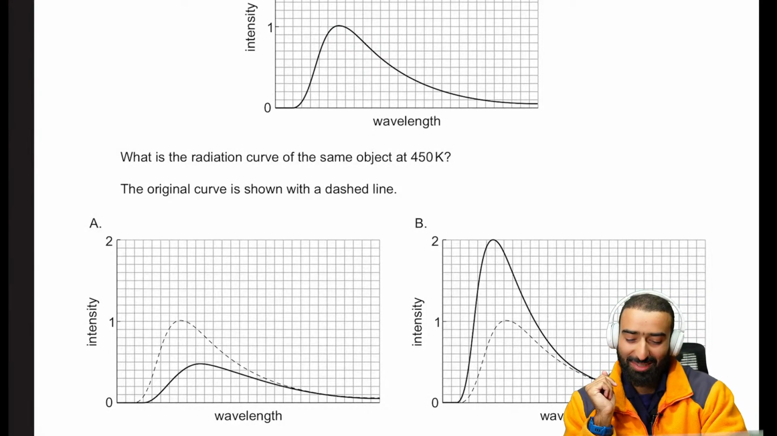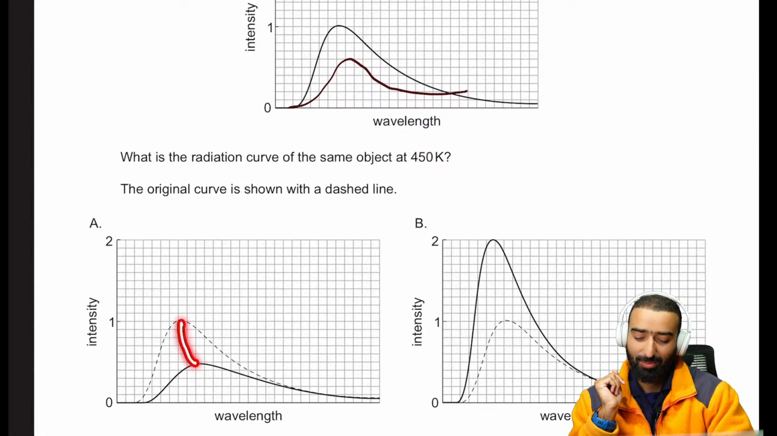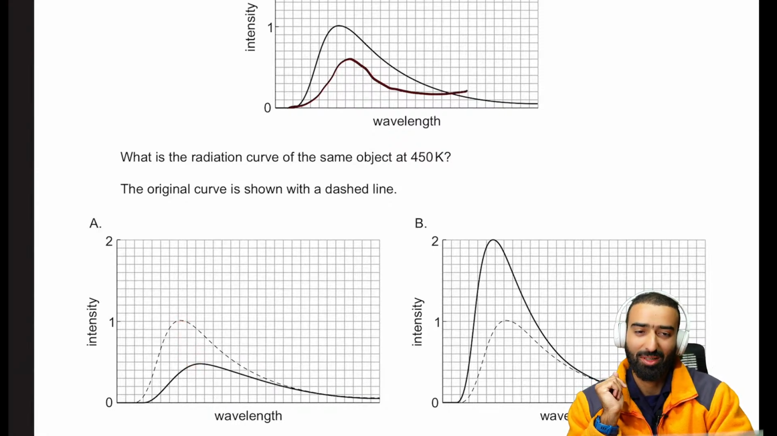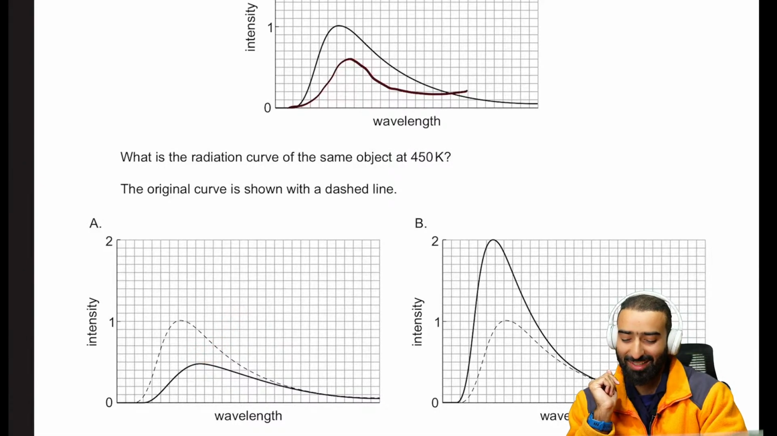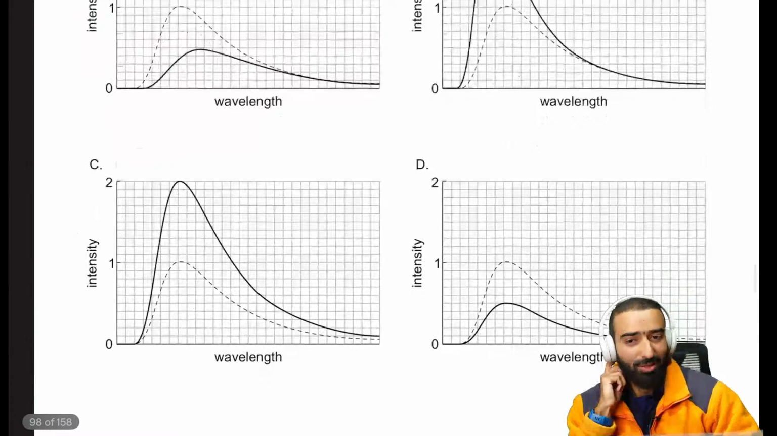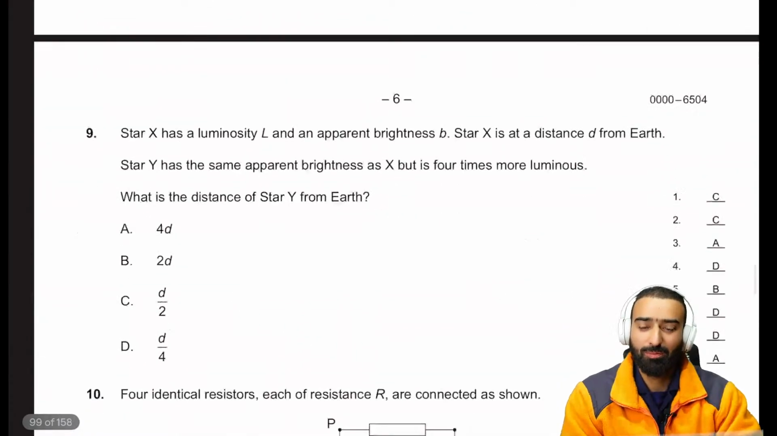So what happens to the peak is it's going to go down and shift to the right. Okay, so that's over here. Peak shifts down, it goes to the right. So we'll go with option A. Okay, let's move on to the next part of the problem, to the next question.